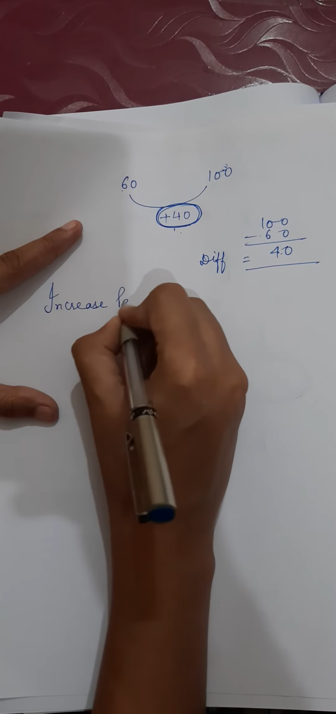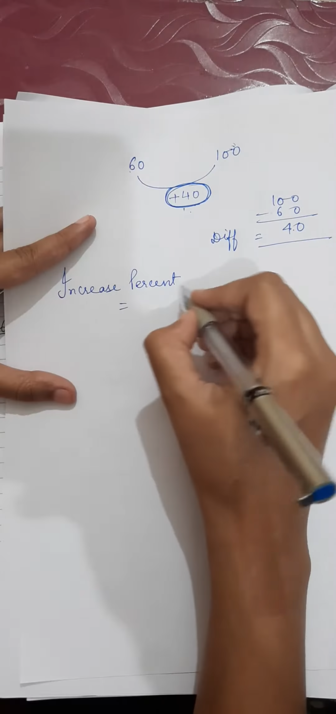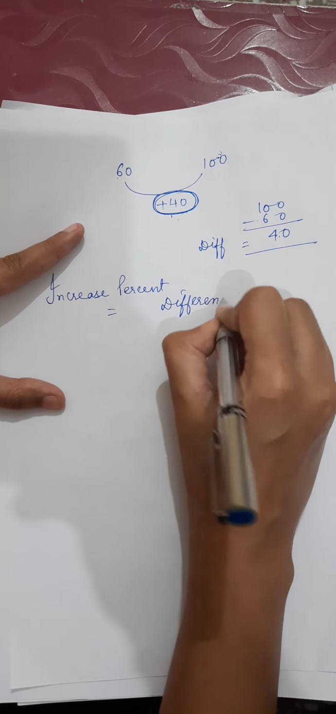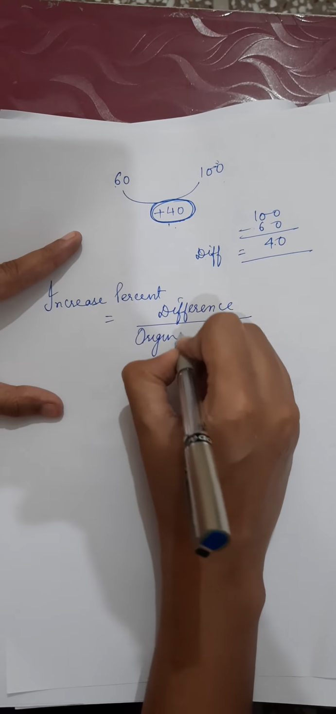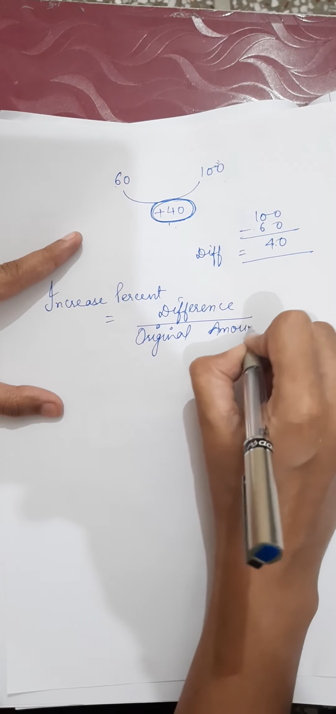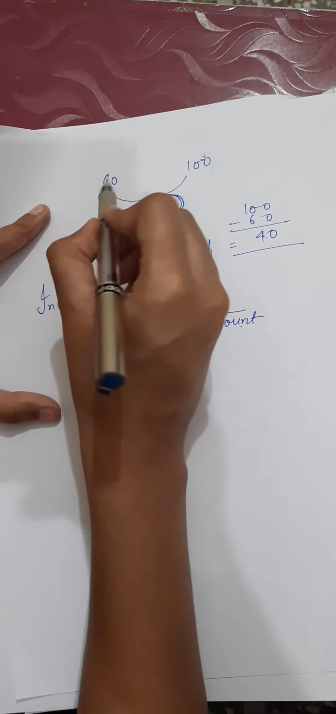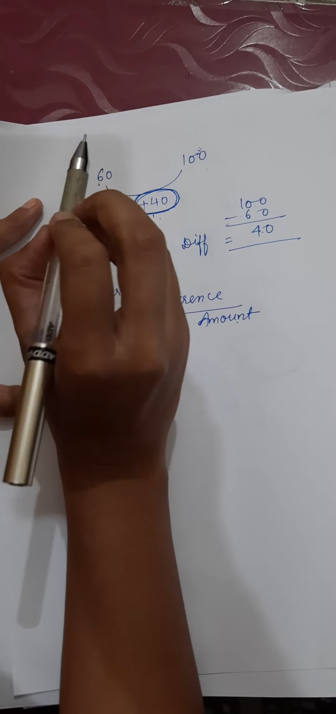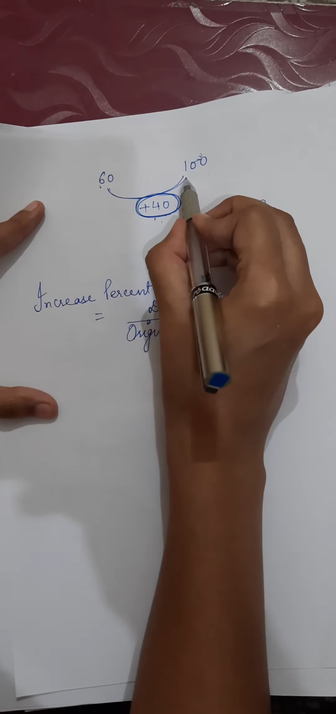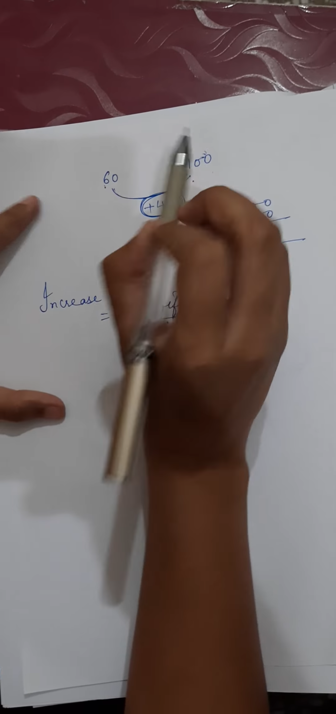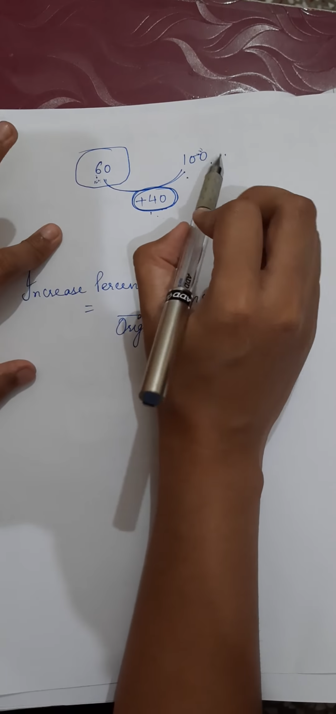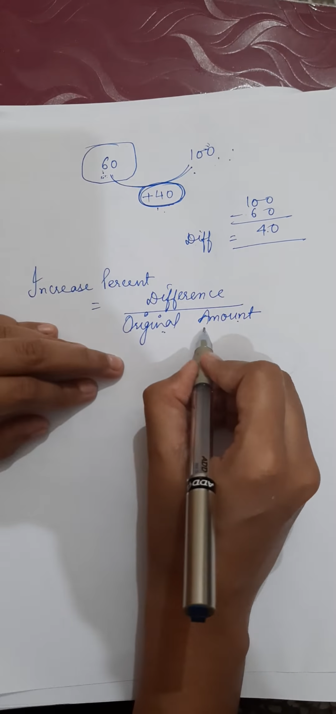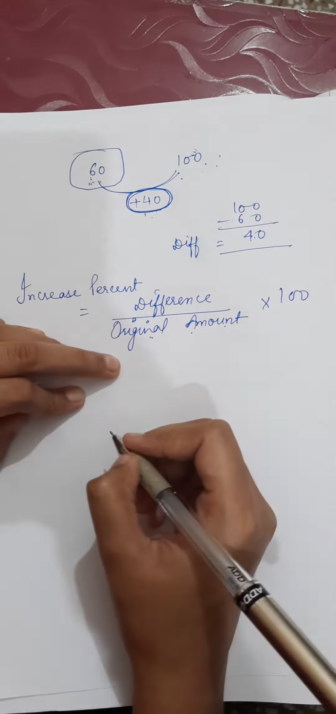The formula for increase percent is: in the numerator you are going to write the difference, whatever the difference is. In the denominator you are going to write the original amount. Now what is the original amount? Original amount means the amount on the basis of which you decide whether you have an increase or a decrease in the amount. This is called the original amount, because on the basis of 60 you can decide that you now have more or less. So in the denominator you will have the original amount, multiplied by 100.